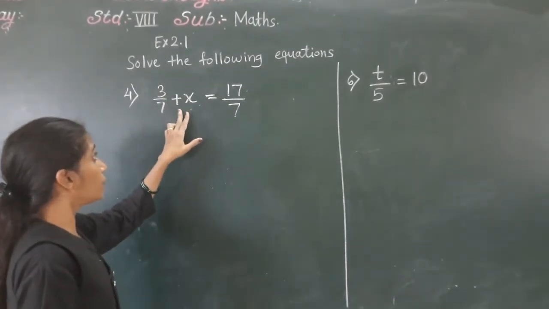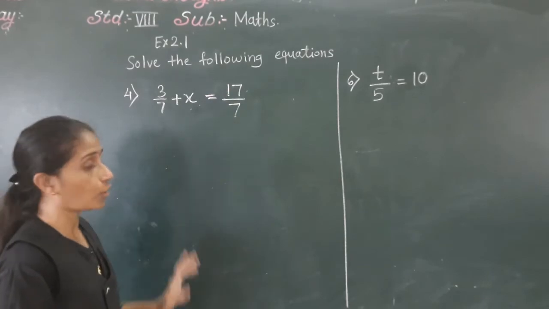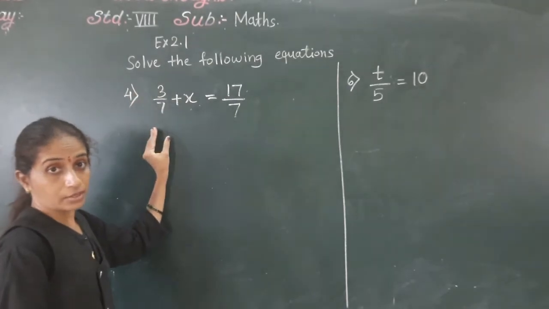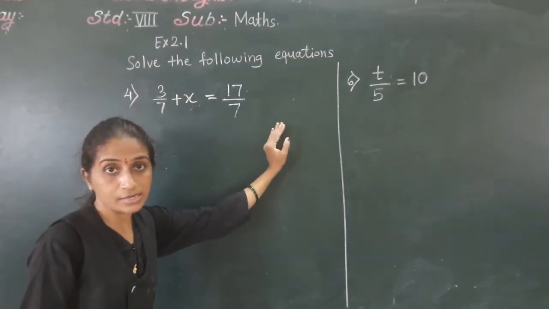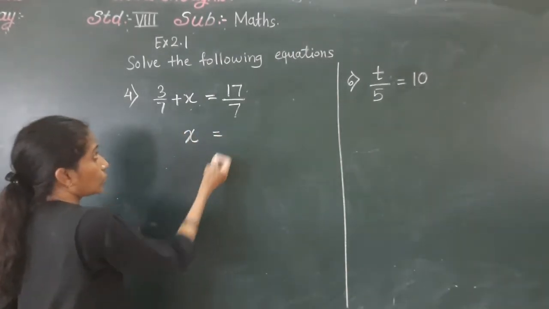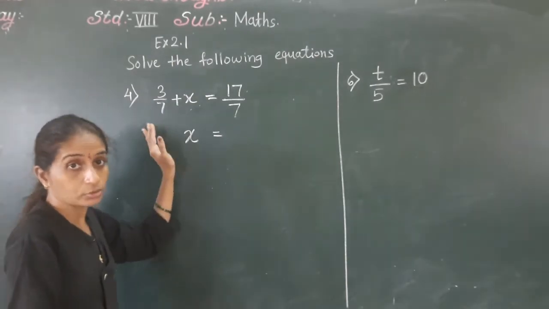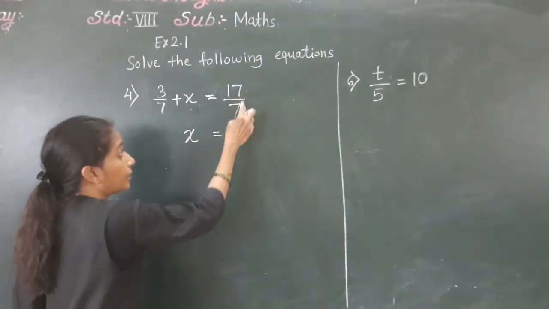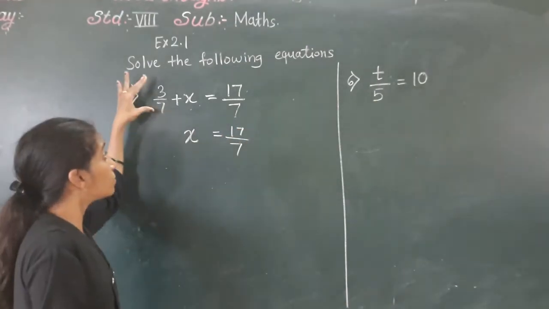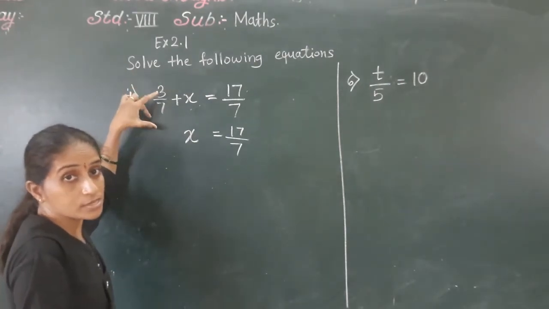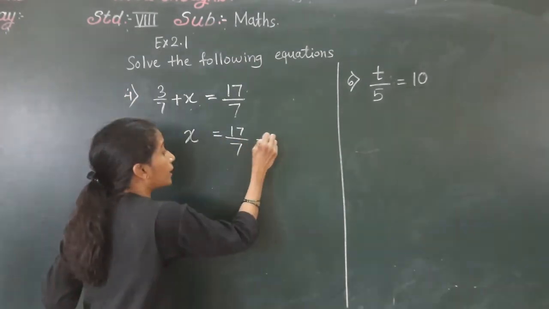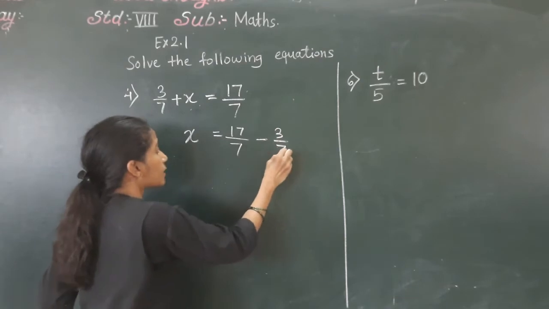3 upon 7 plus x is equal to 17 upon 7. Okay. Now 3 upon 7 we will transfer to the right hand side. So what will remain for the left hand side? X is equal to, again no need to write 3 upon 7 here. We are going to transfer that number to the right hand side. The right hand side number, which is 17 upon 7, is already there, so write as it is. Now which number are we going to transfer? 3 upon 7. 3 upon 7 is plus here. If we transfer it to this side, then it will become minus. So minus 3 upon 7.